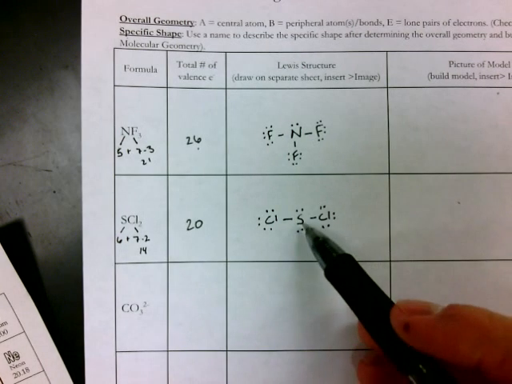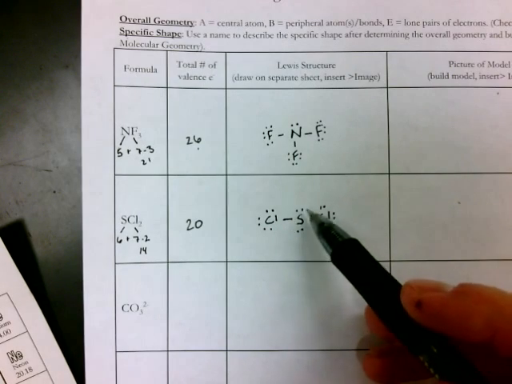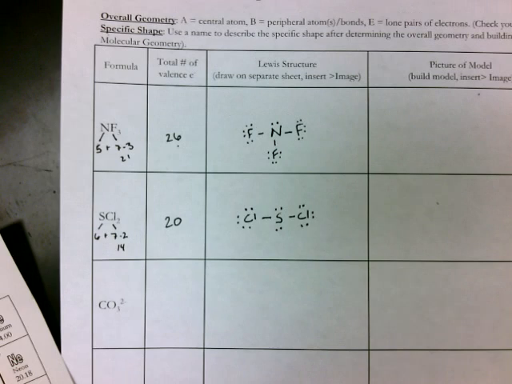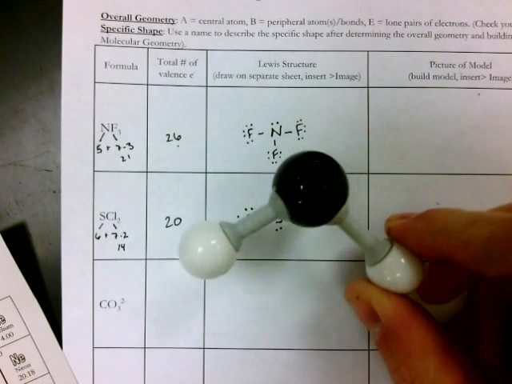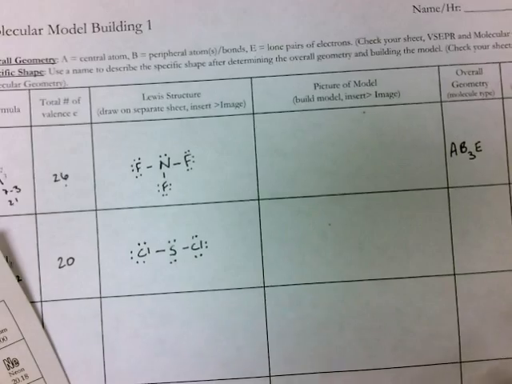If we look at our central atom, we need to find a sphere that has 1, 2, 3, 4 holes in it because it has 4 pairs of electrons. And then we need to have 2 bonds. So that looks like so. Again, take a picture, insert it into that space.